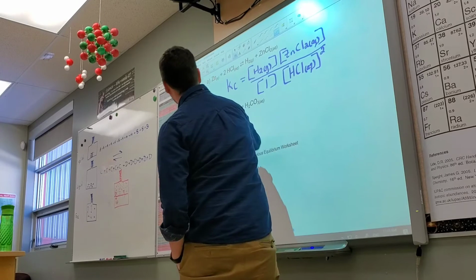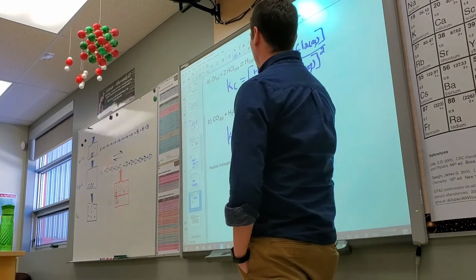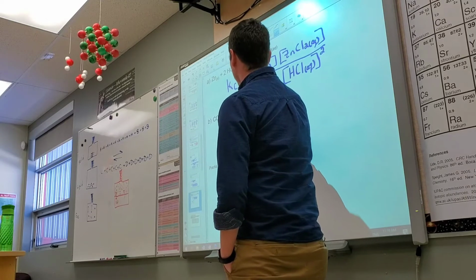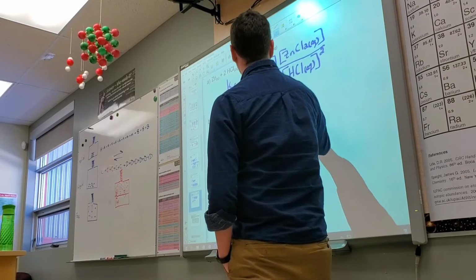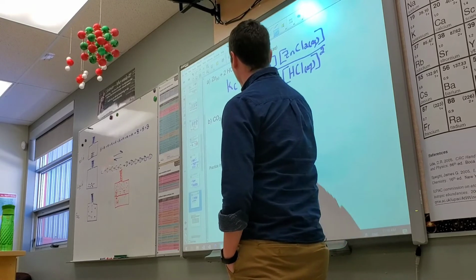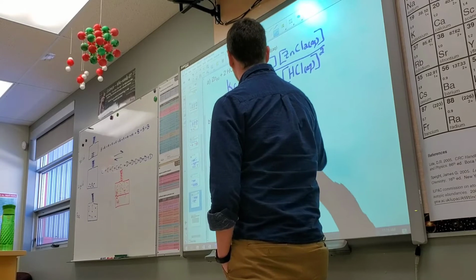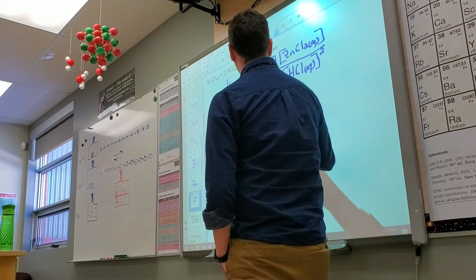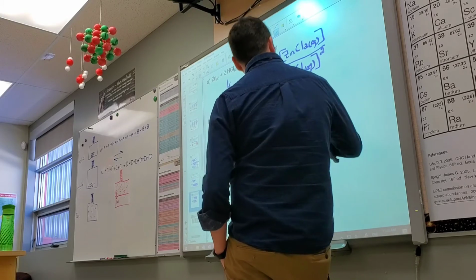So let's try the second one. Really quickly, it's the concentration of carbonic acid, aqueous, divided by the concentration of carbon dioxide, gas, multiplied by the concentration of water, liquid.